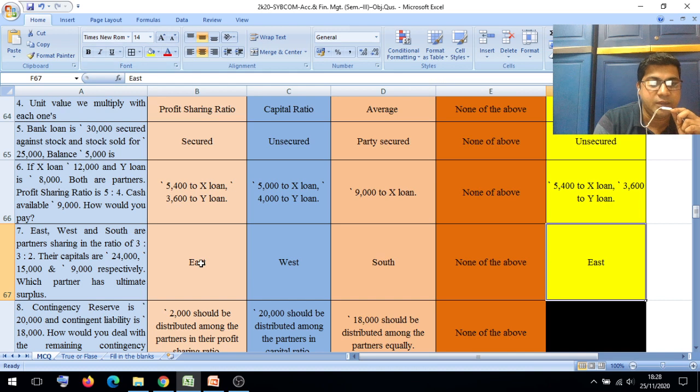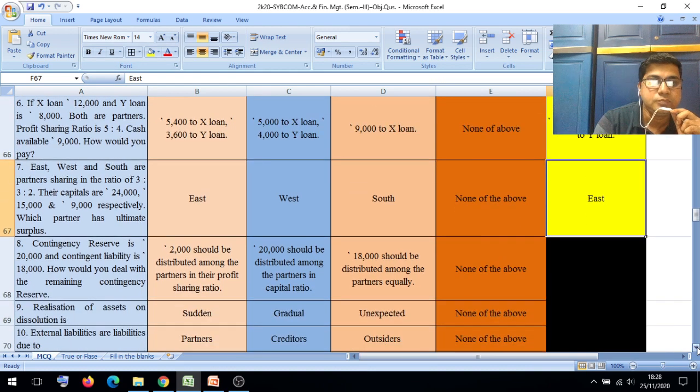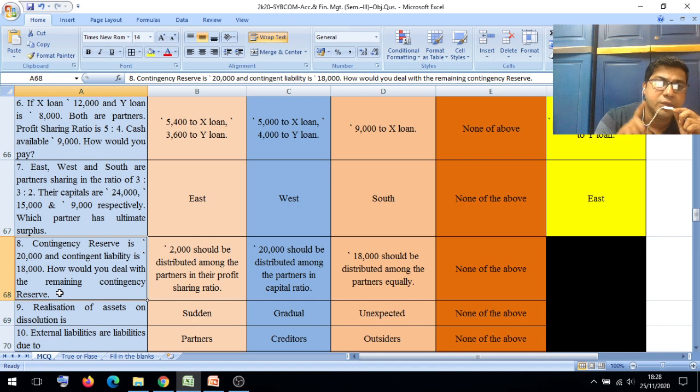Next. Contingent reserve is rupees 12,000. Contingent liability is 18,000. How would you deal with the remaining contingent reserves? Now, first of all, contingent liability means uncertainty.